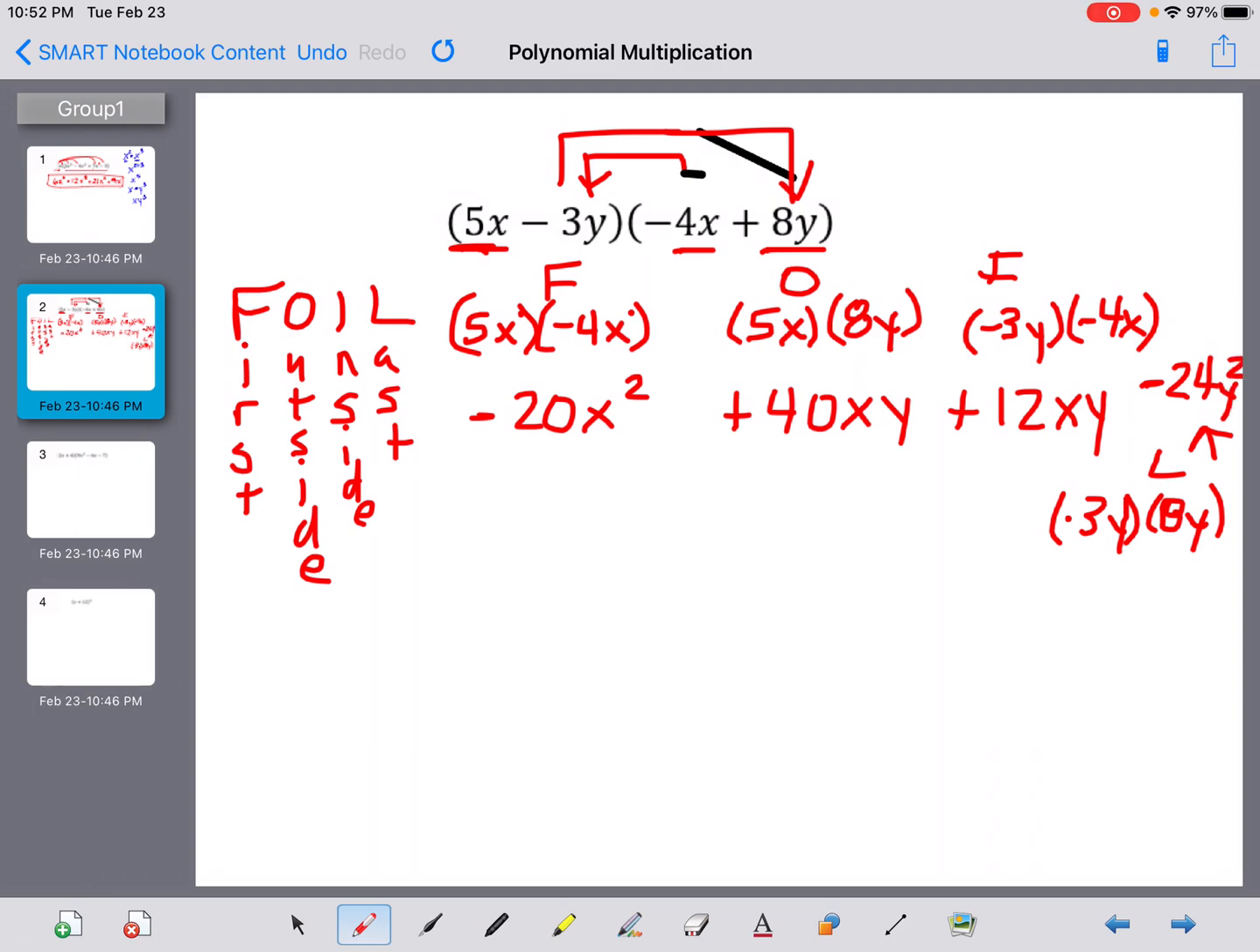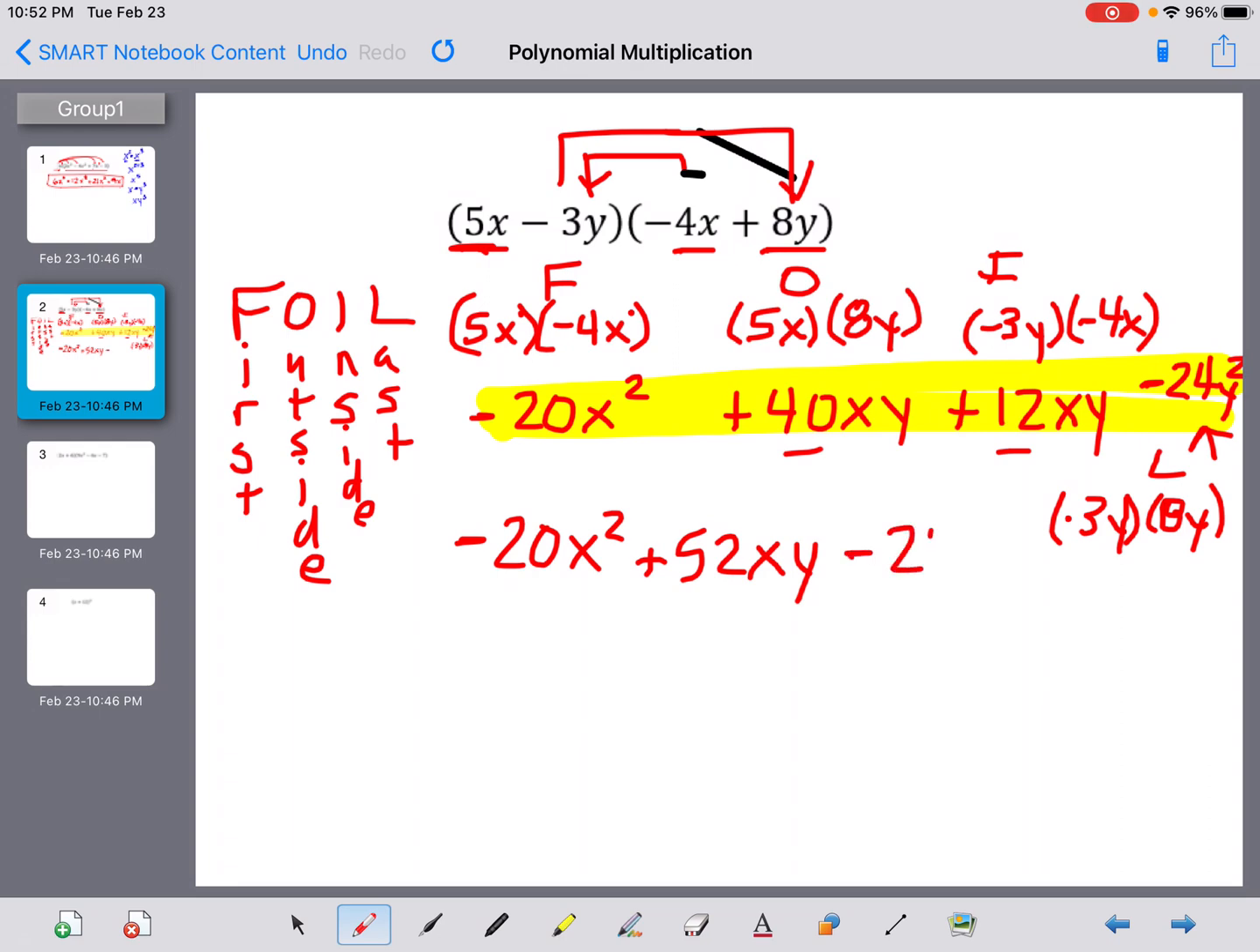So I have this line now after I've multiplied, or I've FOILed. And I look for like terms. Well, there's nothing to match with that x squared, so I'm just going to leave it negative 20x squared. But I notice the middle two terms, 40xy and 12xy, they both share the same variable set of xy, so I can add those outside numbers and I get positive 52xy. I don't do anything with the variables, I just join the coefficients. And then my last term is negative 24y squared. It doesn't match anything, and I leave it here.